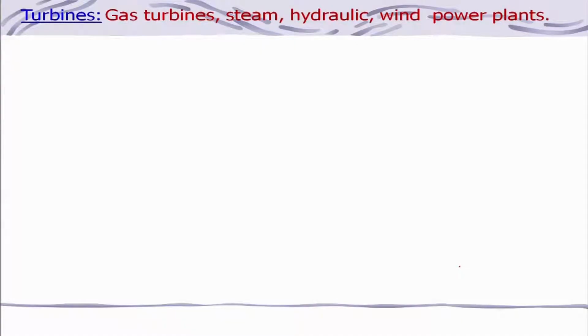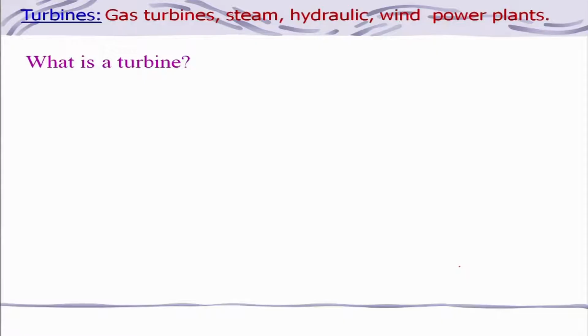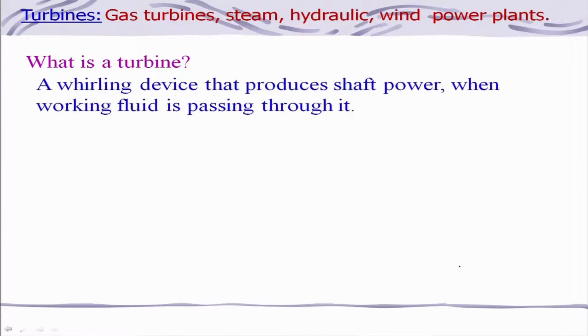So, let us look at how we will handle the gas turbine. There are several kinds of turbines: gas turbine, steam turbine, hydraulic turbine, wind turbine, where we generate power, and power is very important, particularly in modern life to have a comfortable life. So, what is a turbine? A turbine is basically a wheeling device that produces shaft power when working fluid is passing through it.